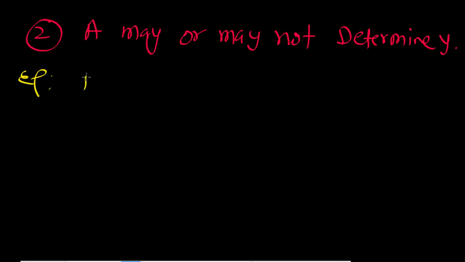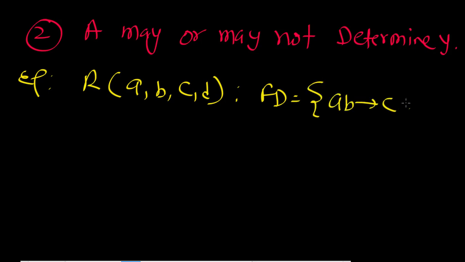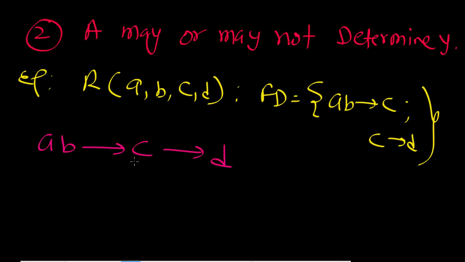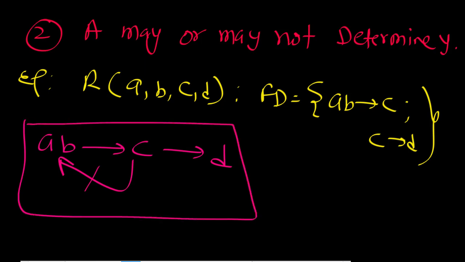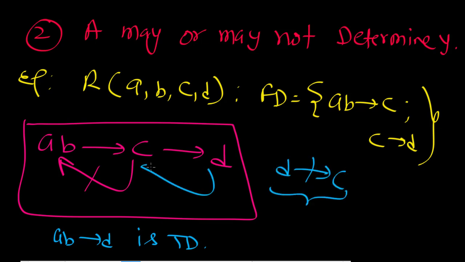So in this example, let's assume we have A, B, C, D. We have already taken this example. Your set of FDs is AB determines C and C determines D. Here AB determines C, C determines D, and C cannot determine AB. So we can say that this is transitive dependency. AB determines D is a transitive dependency. And you can notice that D does not determine C.